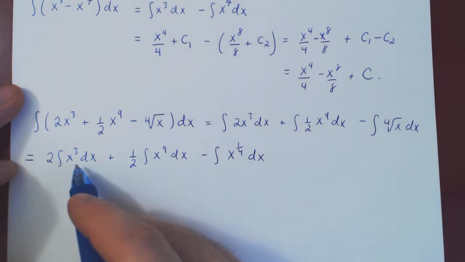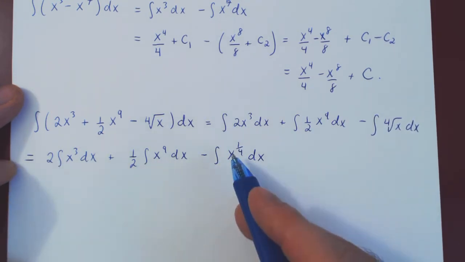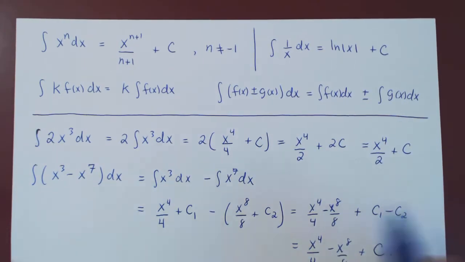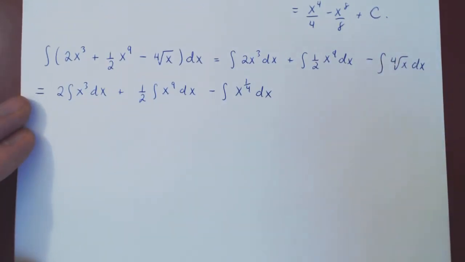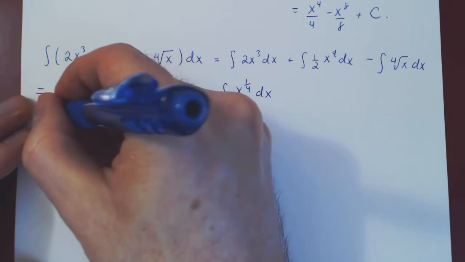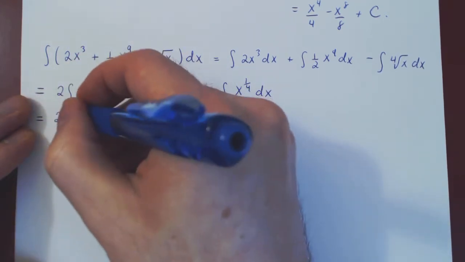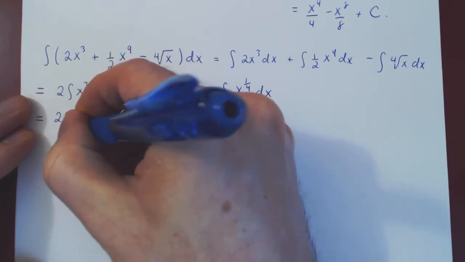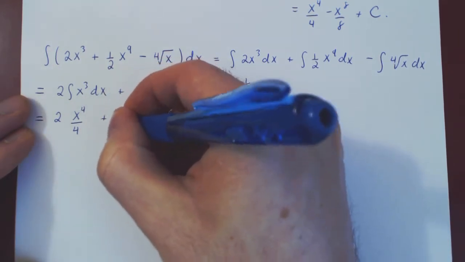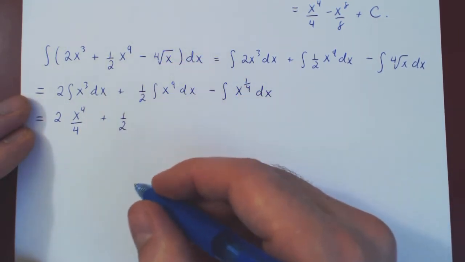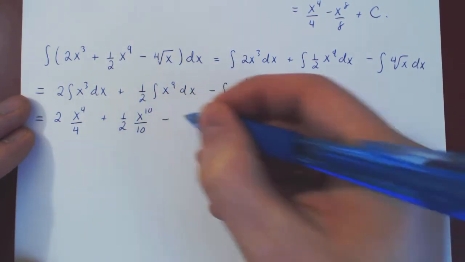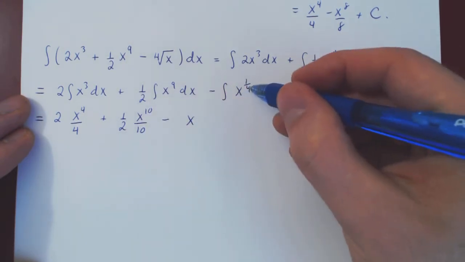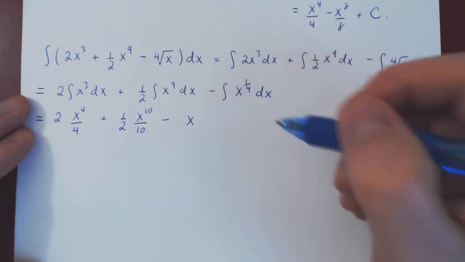And now we are left with 3 simple integrals, and each one is a simple power of x. And we can, of course, apply the general power rule, as none is 1 over x, which is our exceptional case. So, what do we have? 2 power rule x to the 4 over 4 plus 1/2. Power rule, we add 1 to the exponent, so x to the 10 over 10 minus x to the power rule again. We add 1 to the exponent. 1/4 plus 1 is 5/4.